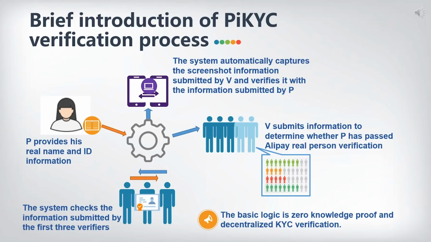Brief introduction of Pi KYC verification process. Prover provides his real name and ID information. Verifier submits information to determine whether prover has passed Alipay real person verification. The system automatically captures the screenshot information submitted by verifier and verifies it with the information submitted by prover. The system checks the information submitted by the first three verifiers. The basic logic is zero knowledge proof and decentralized KYC verification.